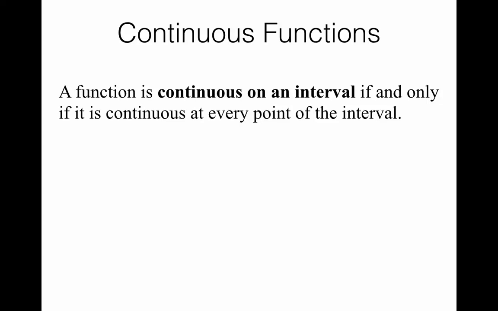In an earlier lesson, we defined what a continuous function is. Intuitively, a function is continuous at a point if the graph of that function doesn't have a hole nor a jump or break in the graph at the point. Let's define what it means to be continuous on an interval. A function is continuous on an interval if and only if it is continuous at every point of the interval. So a function that's continuous on an interval will not have any holes or breaks over the whole interval.